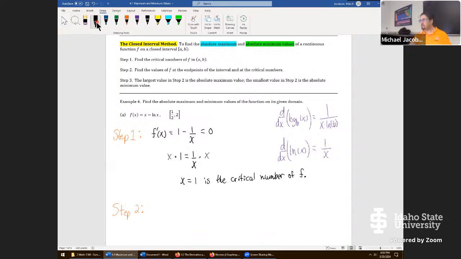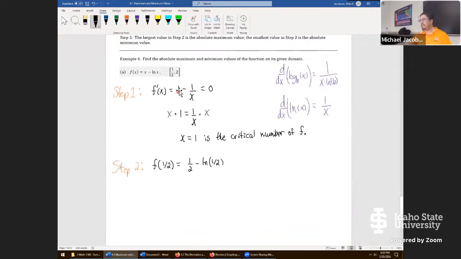Evaluate f at the endpoints. That would be referring to these. These are the endpoints of the domain. So we need to evaluate f at 1/2. So we're plugging 1/2 into this function, f of x. It'll be 1/2 minus natural logarithm of 1/2.